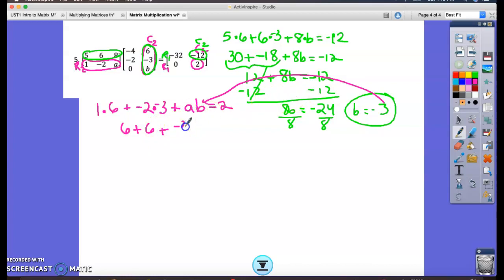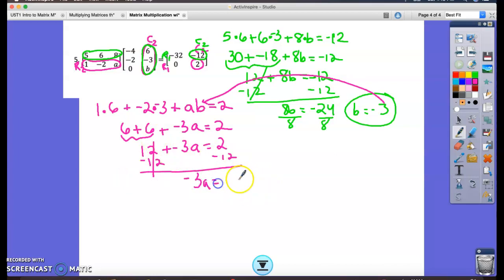And B is -3. Equals, and then we got to do the fancy, equals 2. Combine like terms. We're going to subtract 12, -12. We end up with -3A equals -10. We're almost done. And we divide by -3, divide by -3, and we get 10/3.